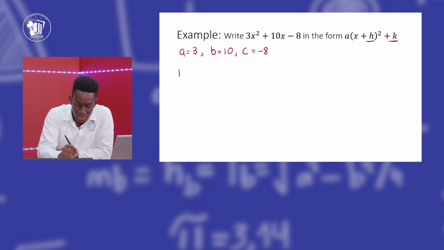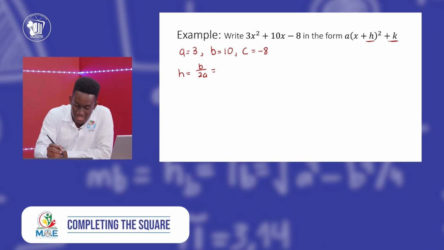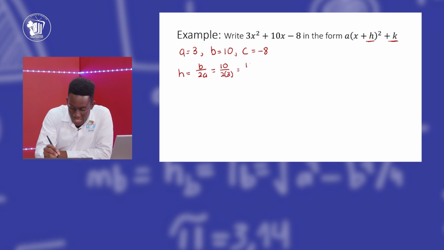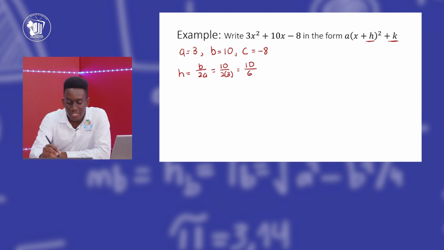So for h, we will use the formula. So b divided by 2a will give us h. So in this case, b is 10. So this is 10 divided by 2 times a, which is, in this case, just 3. So this will be 10 divided by 2 times 3, which is 6. And we can break this down to have 10 divided by 2 is 5, 6 divided by 2 is 3. So it's 5 over 3 is our value for h.